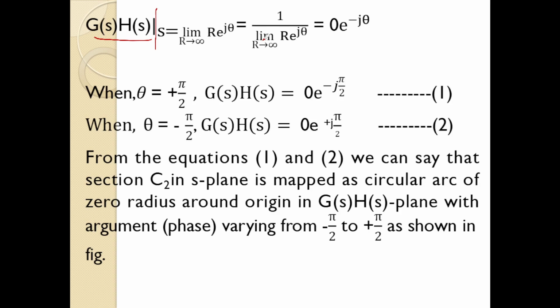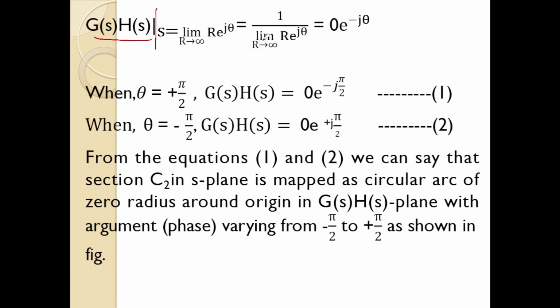Okay, so here it is. Here I must have written 1 by S, I didn't write it here. Okay, so I hope you have understood. So now when theta equal to pi by 2, what is G of S, H of S? Simply 0 e power minus j pi by 2, and when theta equal to minus pi by 2, G of S, H of S is equal to 0 e plus j pi by 2. Consider this as equation 1, consider this as equation 2.